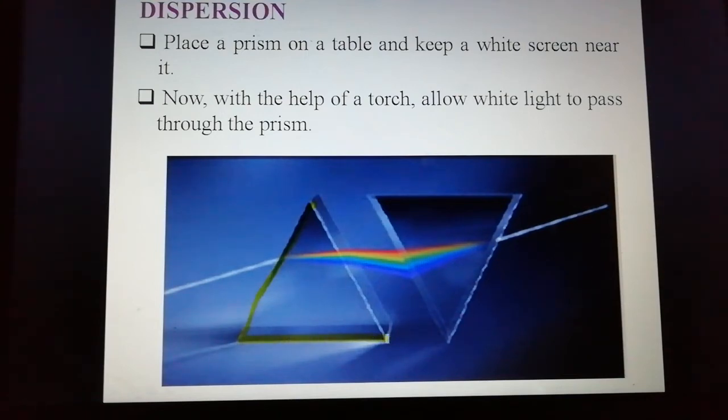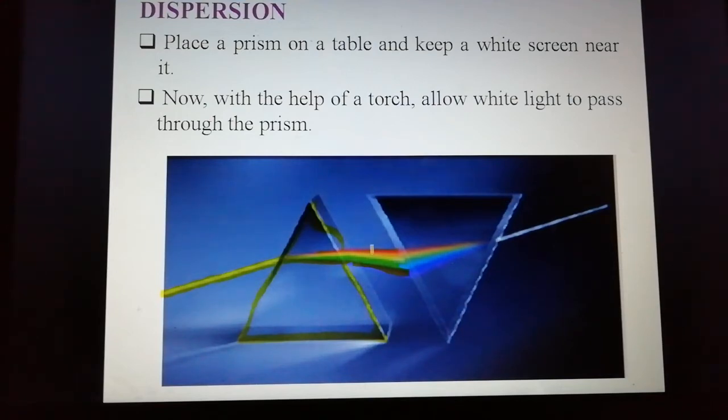This is the prism. This is the white light. The white light passes through the prism. Then the white light is refracted into 7 different colors. So this phenomenon is the dispersion of light.